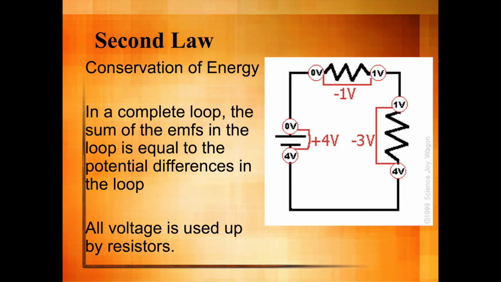Kirchhoff's second law is looking at the conservation of energy. And so saying in a complete loop, the sum of the EMFs in the loop is equal to the potential differences in the loop. Remember that your EMF is what's providing the voltage, and then your resistors are using the voltage, the PD that happens with that. And so we use this when we're calculating in a series circuit for what your voltage drop is across each resistor there. And by the time it gets back to the battery, you've used up all of the voltage.